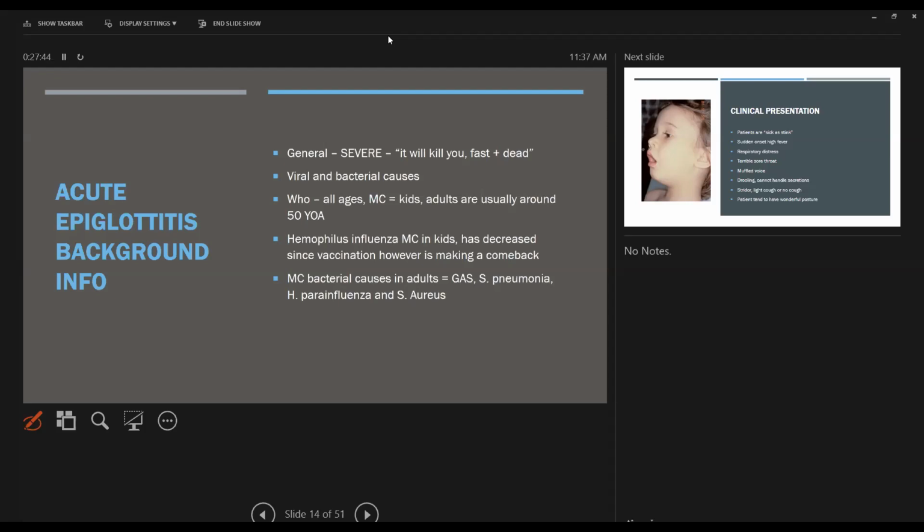Haemophilus influenza is the most common cause in kids. However, that has really decreased due to vaccinations, although it's making a comeback from the anti-vaxxers. So most common bacterial causes in adults is group A strep, strep pneumoniae, Haemophilus parainfluenza, and Staph aureus. So this is a really good talking point, I think, for your anti-vaxxers.